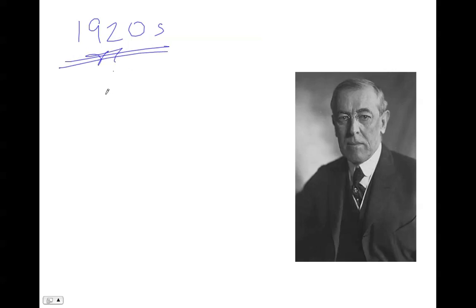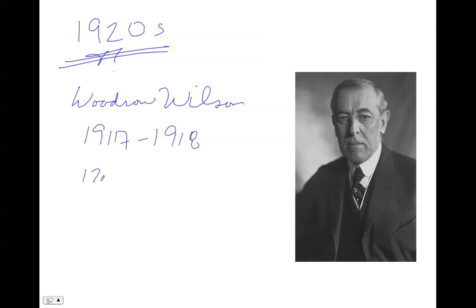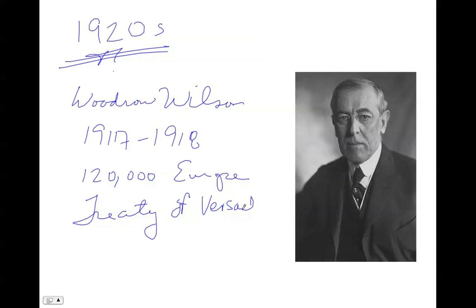So we're going to talk a little bit today about the 1920s. This is a picture of Woodrow Wilson, who you should be familiar with to some extent. Remember, he was the president during World War One. The United States was involved in World War One from 1917 to 1918. The United States lost about 120,000 military personnel there. When I say there, I'm talking about Europe. And we talked in some previous lectures about the Treaty of Versailles. Make sure that you study that.